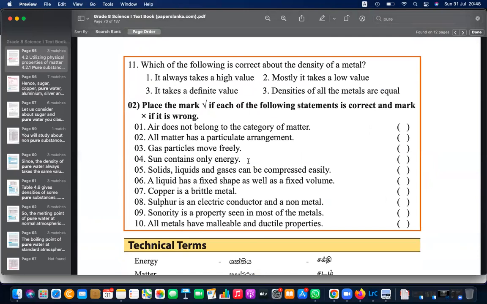It takes a definite value. Density of a metal, does it always take a high value? No. Mostly it takes a low value. Cannot say it like that. Density of a metal takes a definite value, yes, because density is definite.